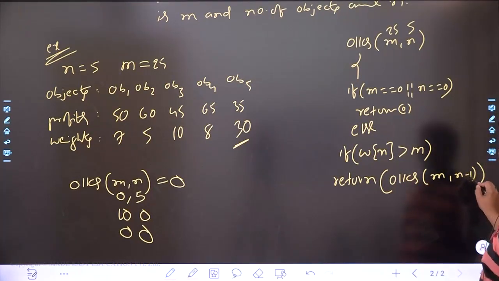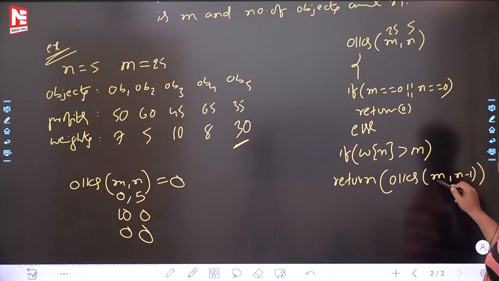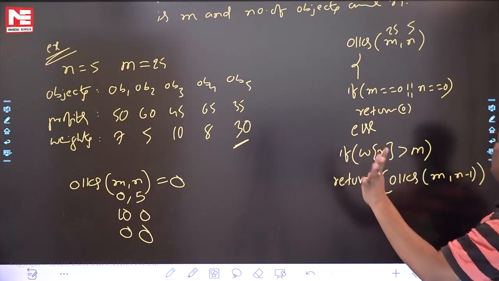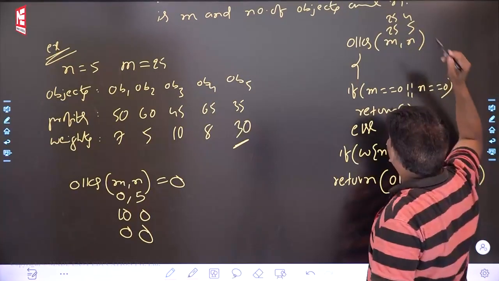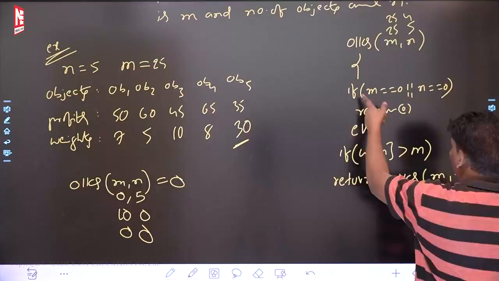See this one. One object decreases, m is the same. What is the meaning? You are not able to take it. Simply say, I cannot take. Then what is the answer? This now becomes 25 comma 4. It is the recursion. Again the same: is any one 0? No. Next one.